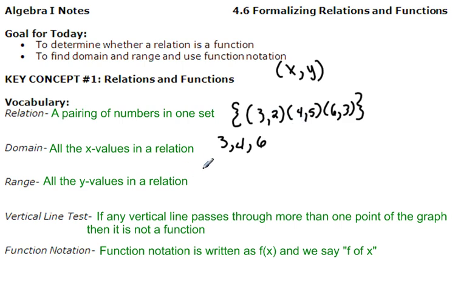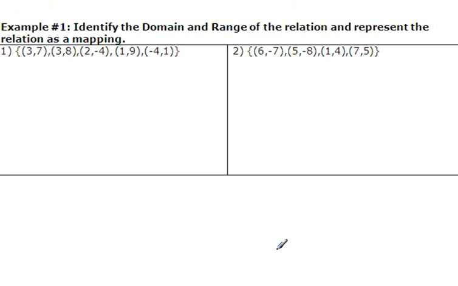The range are all of the y values in a relation. So in this case, that would be 2, 5, and 3. Now, a vertical line test is a way to check to see if a relation is a function. And what it's saying is if you draw a vertical line through the graph, if it passes through more than one point, it is not a function. Now, function notation is written as f parentheses x, and we say it as f of x. So let's just go to some examples.